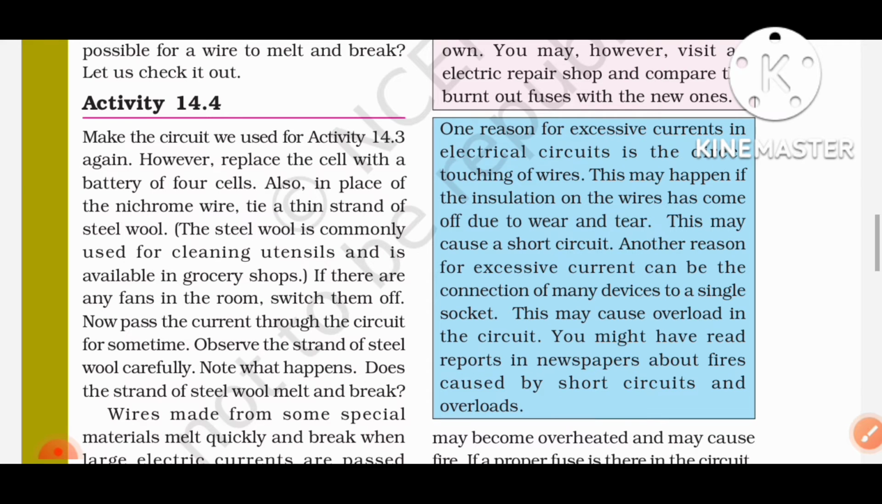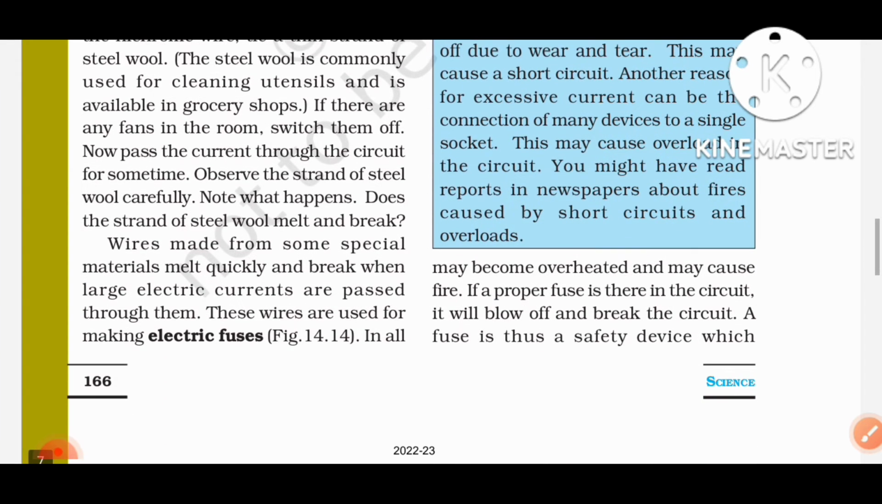Make the circuit we used for Activity 14.3 again. However, replace the cell with a battery of 4 cells. Also, in place of the nichrome wire, tie a thin strand of steel wool. Steel wool is commonly used for cleaning utensils and is available in grocery shops. If there are any fans in the room, switch them off. Now, pass the current through the circuit for some time. Observe the strand of steel wool carefully. Note what happens. Does the strand of steel wool melt and break?